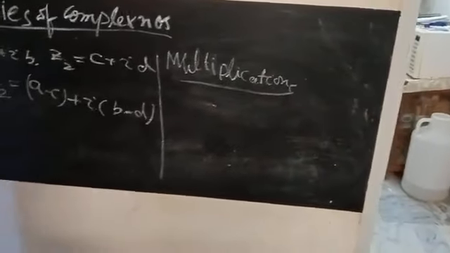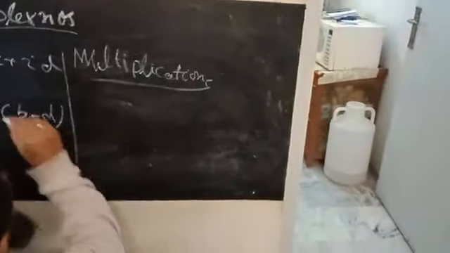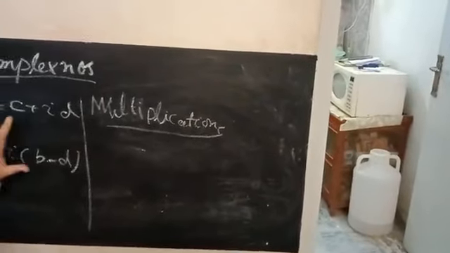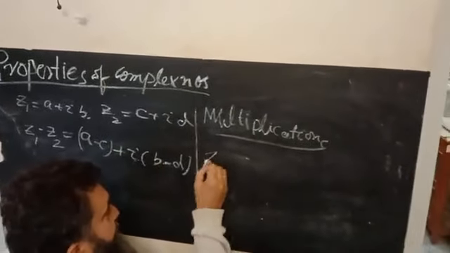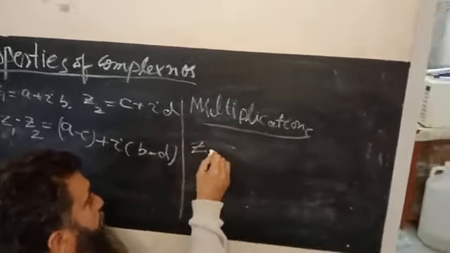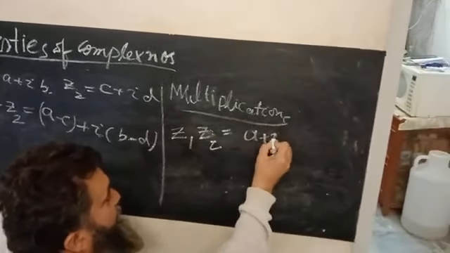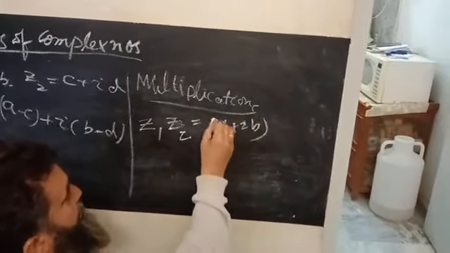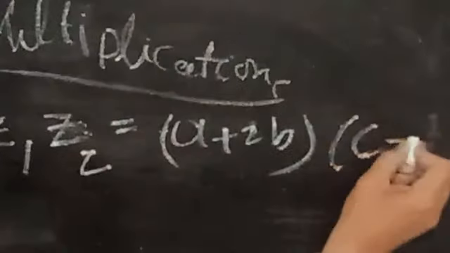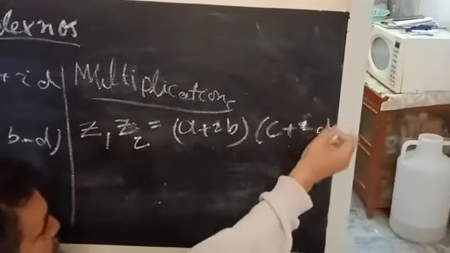Suppose we have two complex numbers: Z1 is equal to A plus iota B, and the second is C plus iota D. Then their product Z1 into Z2 is equal to A plus iota B multiplied by C plus iota D.